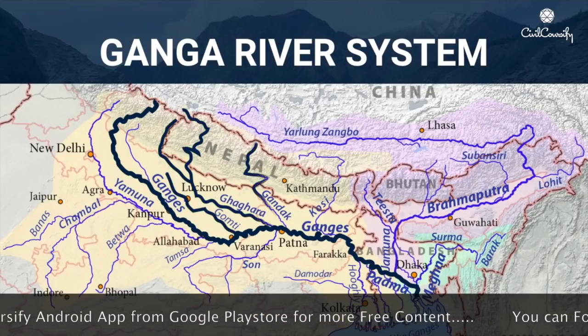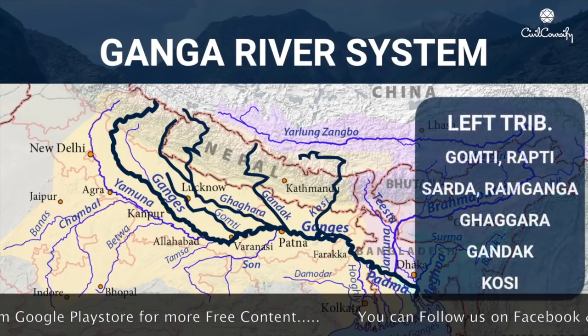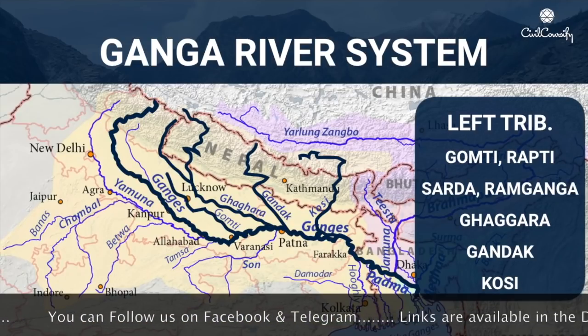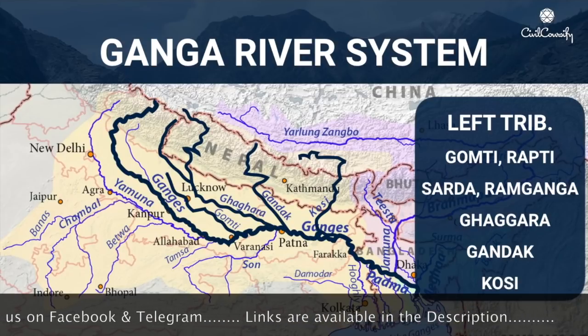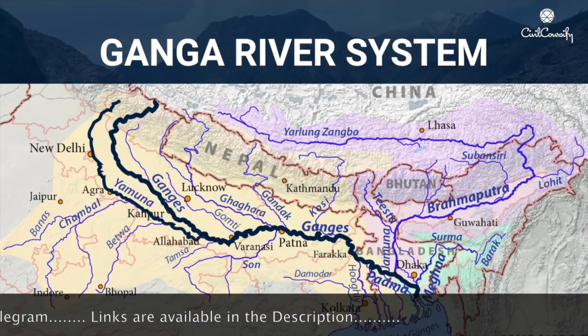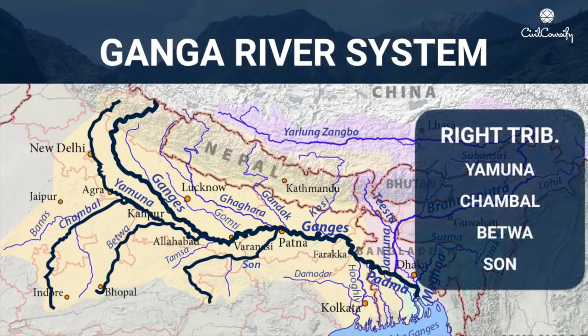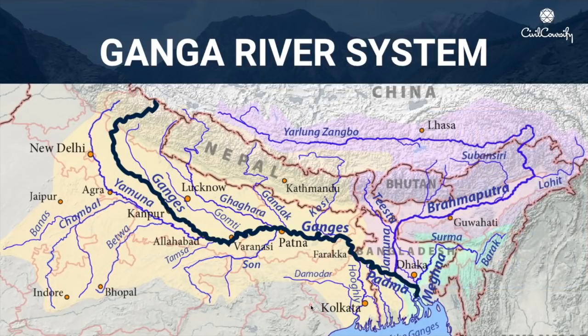Now, the left hand tributaries of the river Ganga are Gomti, Rapti, Sarda, Ramganga, Ghagra, Gandak, and Kosi. These are the important ones. Now, the right hand tributaries, the most important is river Yamuna, which is the largest right hand tributary of the river Ganga. Others are Chambal, Betwa, Son. An important point to note here is that the river Hooghly is not a tributary but a distributary of the river Ganga, as it leaves instead of joining the river Ganga and finally ends up into the Bay of Bengal.